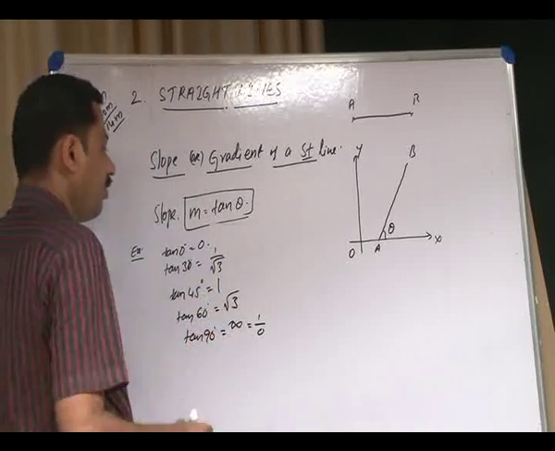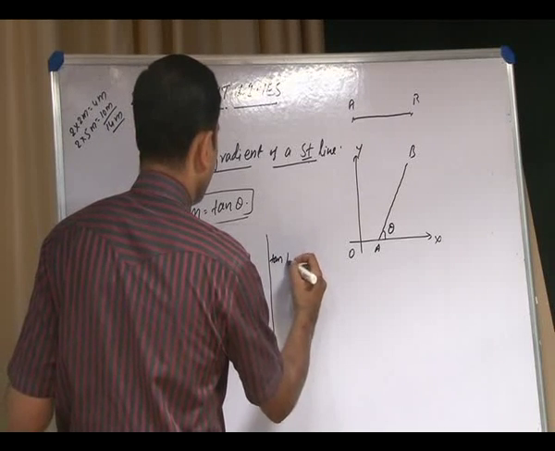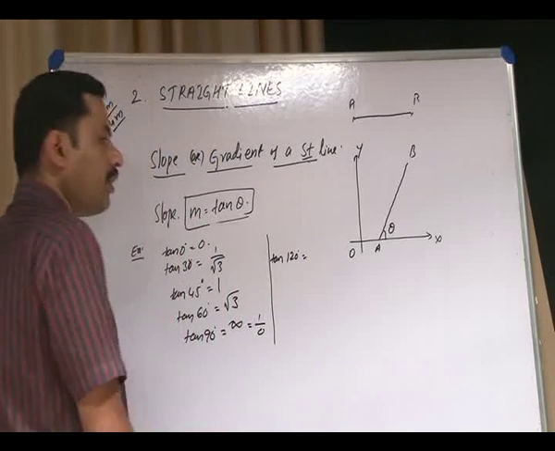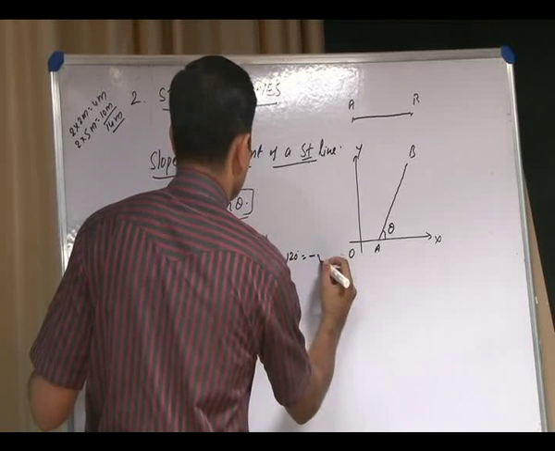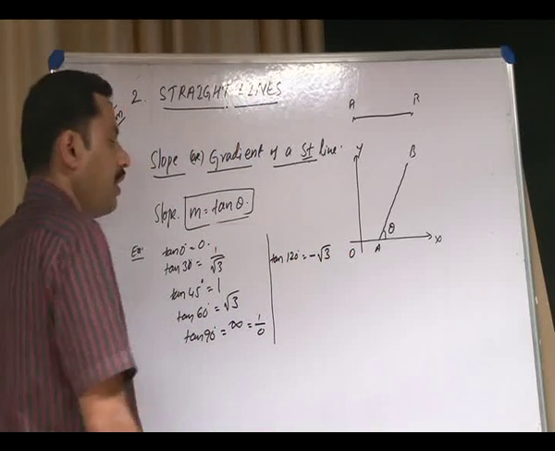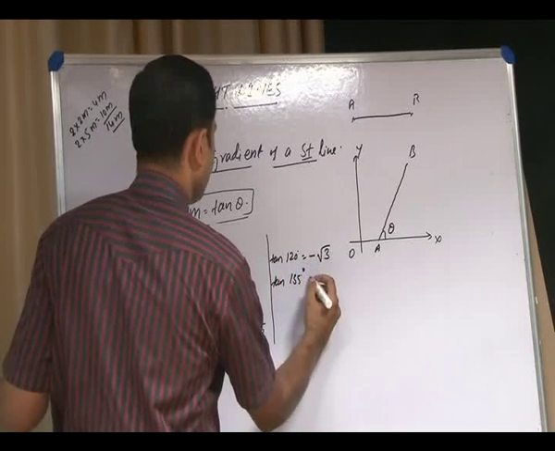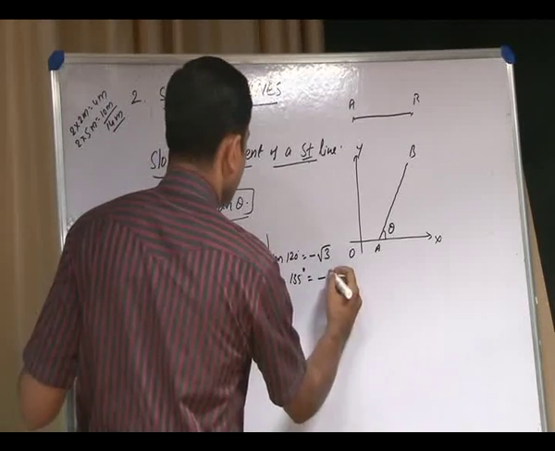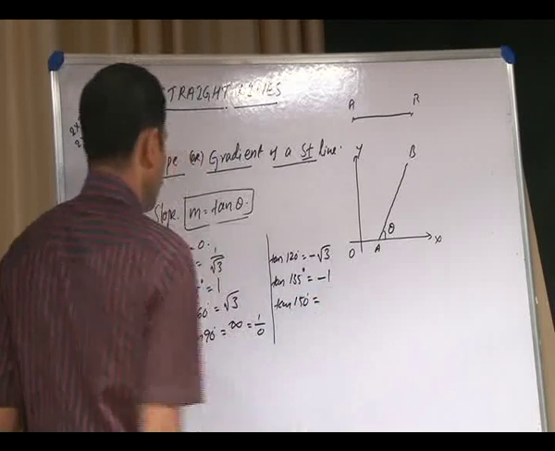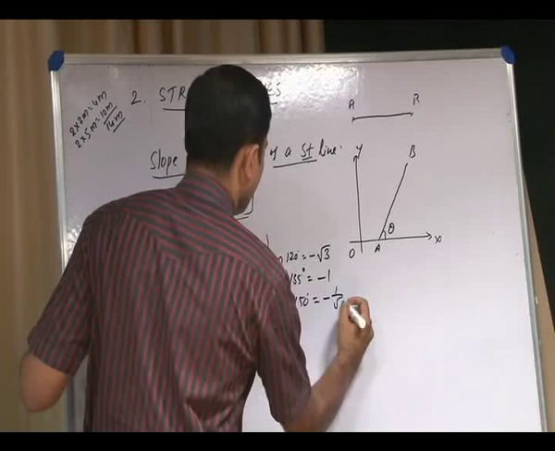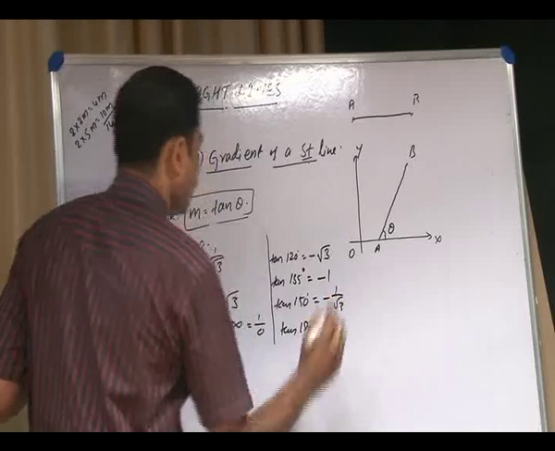So this comes in the first quadrant. Similarly, in the second quadrant, suppose you consider tan 120 degrees. In the second quadrant, according to the ASTC rule, tan is negative. So for tan 120 you get the value minus square root of 3. Then tan 135 degrees is equal to minus 1, tan 150 is equal to minus 1 by root 3, and tan 180 is once again 0.